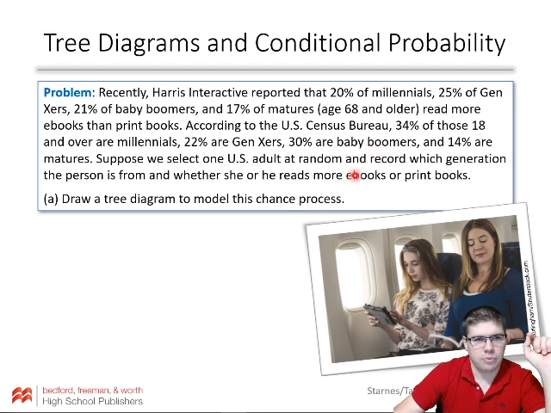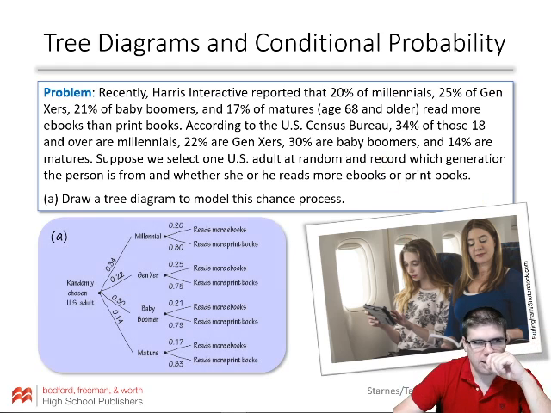We're just dealing with our population over 18. We have 34% millennials and so on. Of that 34%, 20% read ebooks. So let's look at this here. This is the whole chart laid out for us. Of a randomly chosen adult, 34% were millennials, and this is over age 18, 22% Gen Xers, and so on, 30% there, and 14%.